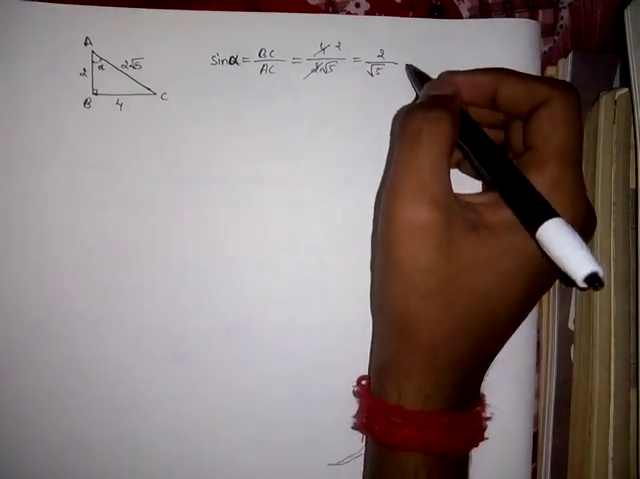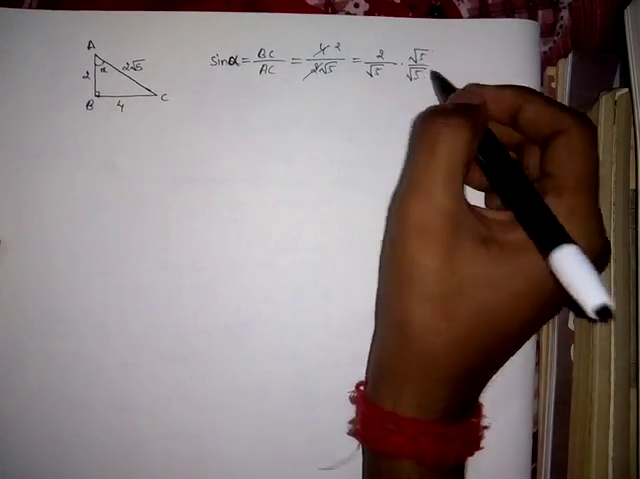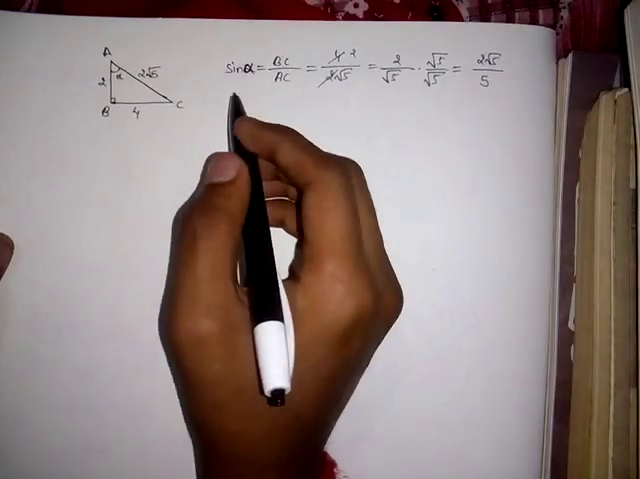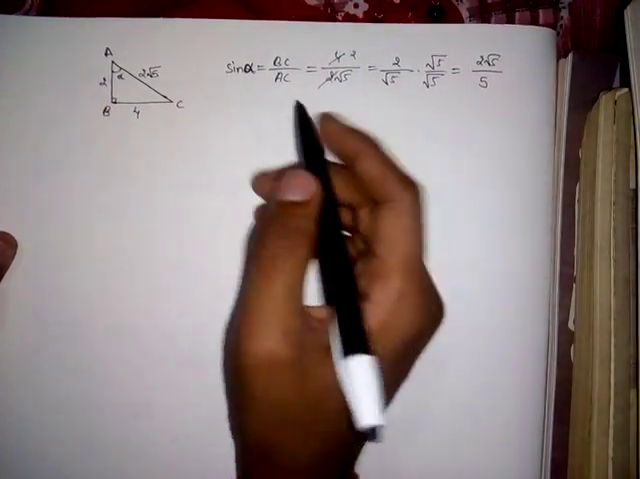Now let's use the rationalization method. Multiplying by root 5 over root 5, it will be 2 root 5 over 5. So sine of angle alpha in this case is 2 root 5 over 5.